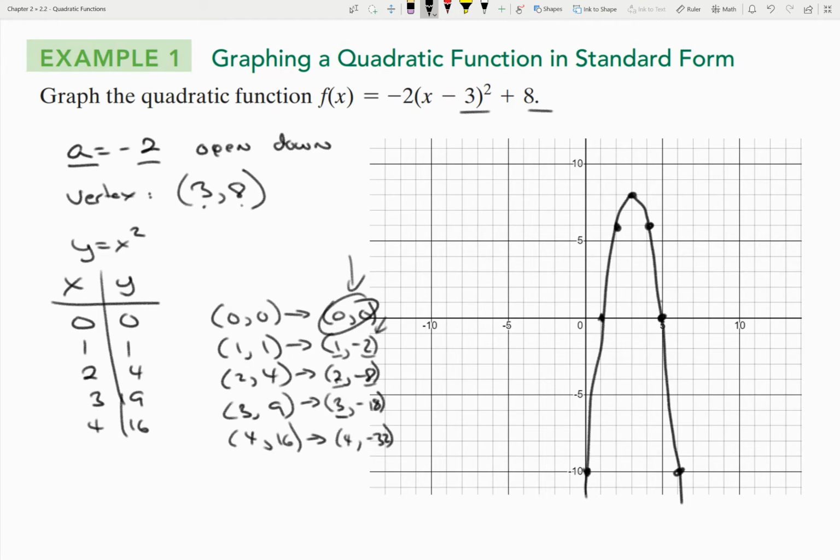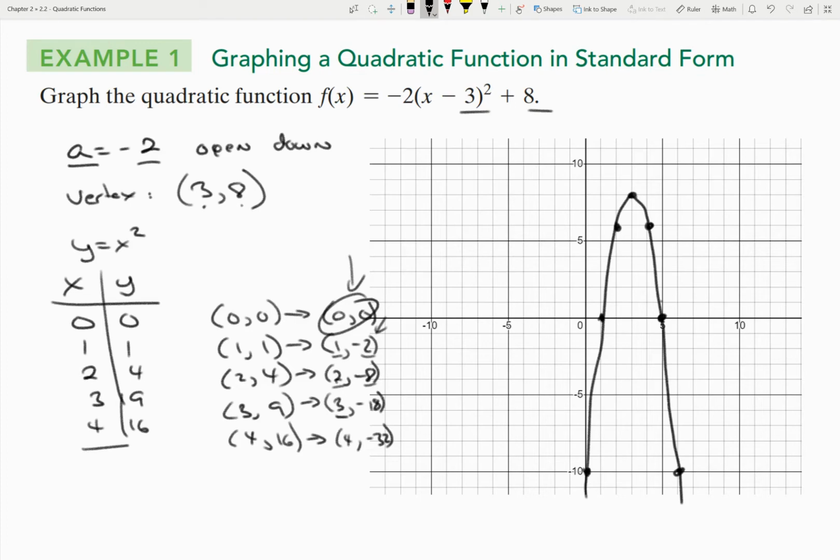Not perfect, but we have my graph of my parabola that I've made using the transformation method. I didn't plot any points. I didn't do a lot of calculations. I didn't have to plug numbers into the equation, which you could, right?